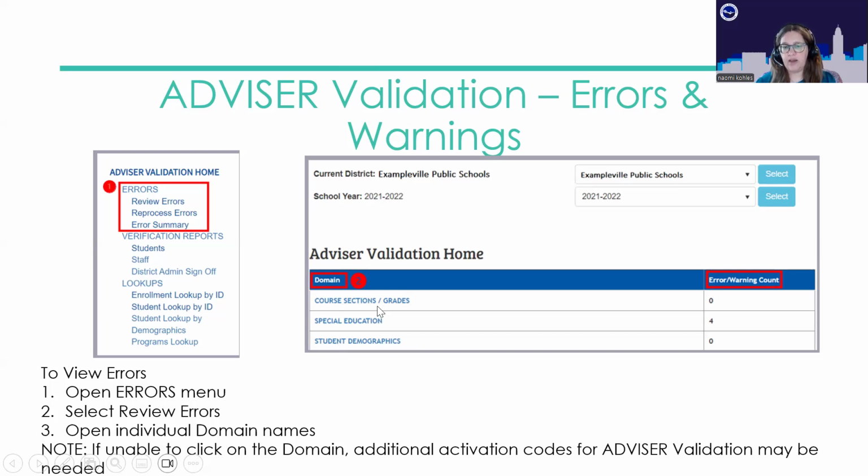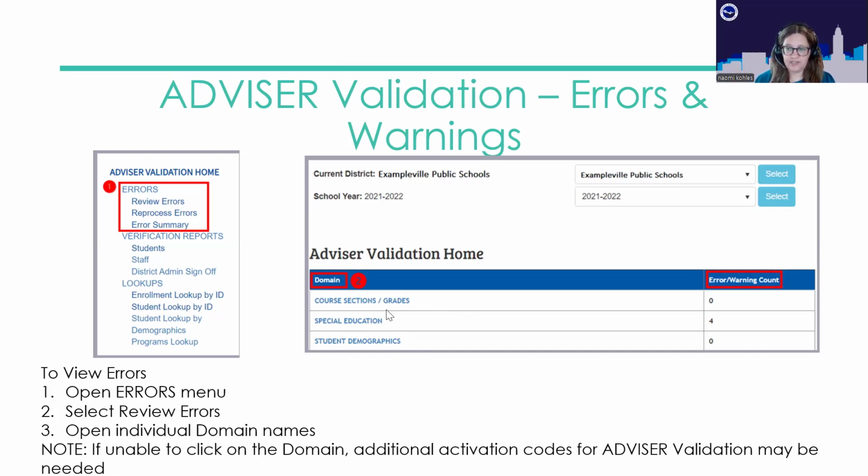So in the screenshot, you've got errors for courses, special education, and demographics. If for some reason any of these lines weren't blue, let's say, for example, special education, that means you can't click through them. That means you're probably missing some access and need to add another activation code to your account.